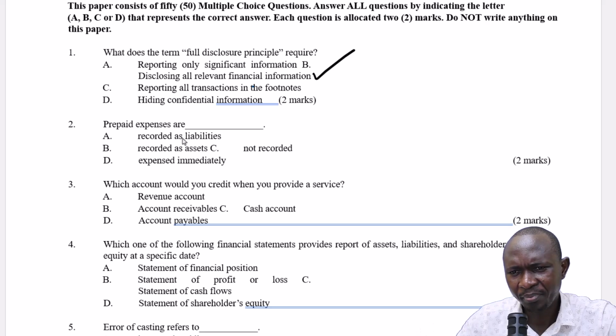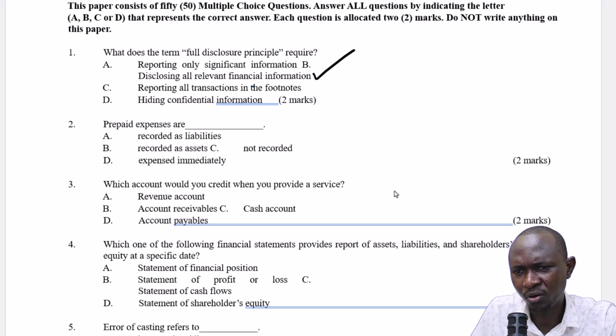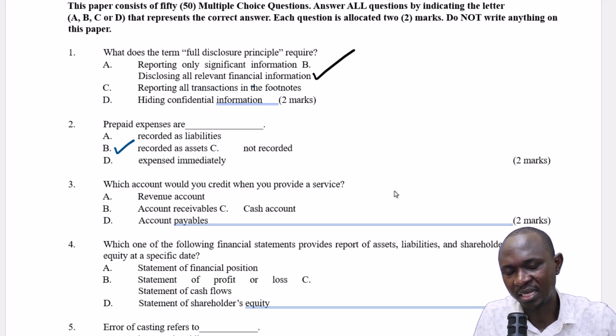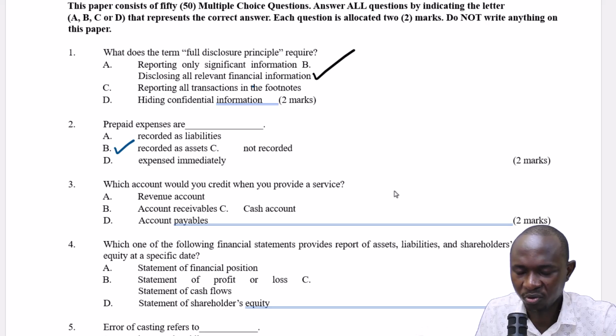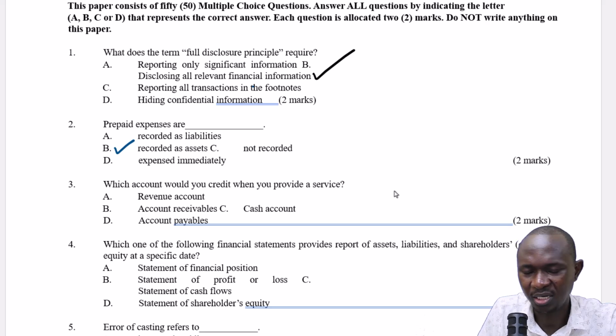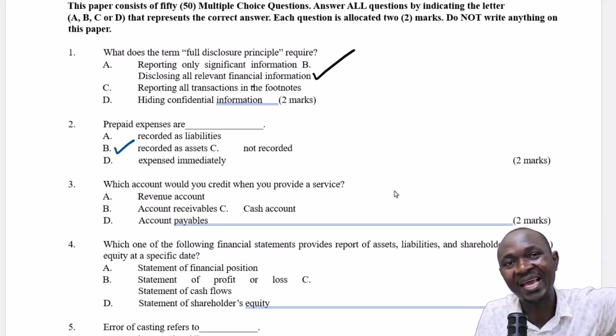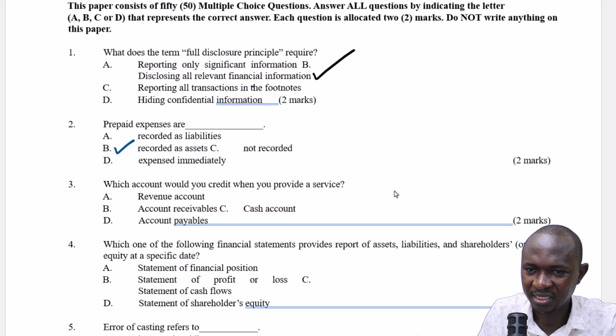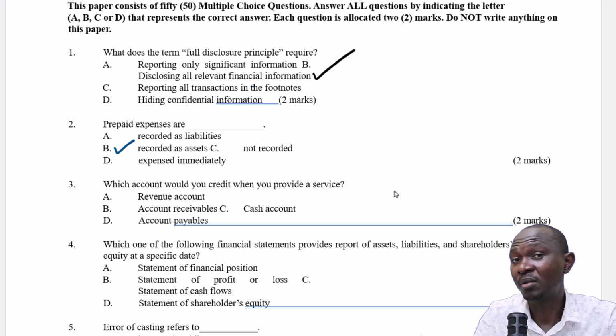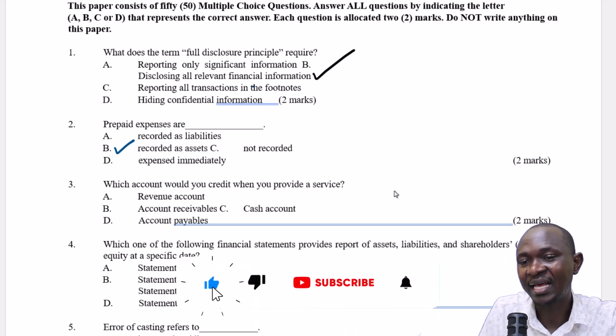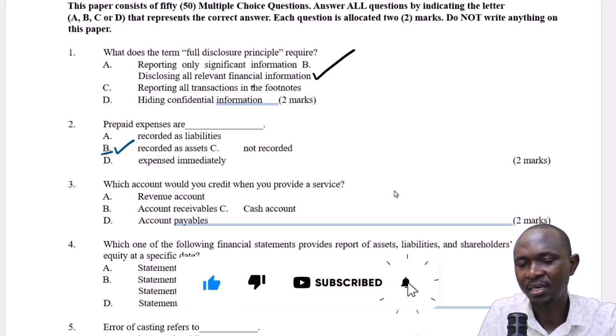So prepaid expenses are recorded as liabilities? Definitely no. Recorded as assets? This is very much correct. They are recorded and captured because this is money that has already been paid and it's not yet used. It will be utilized the next financial period. And expensed immediately? Not really. They will have to wait for the accounting period that they relate to before they can be expensed. This is not the accounting period that they will be expensed, so it will be treated as an asset. So the correct answer is B.